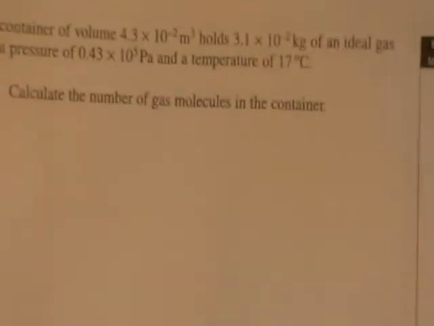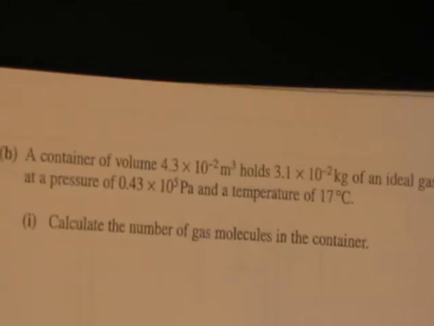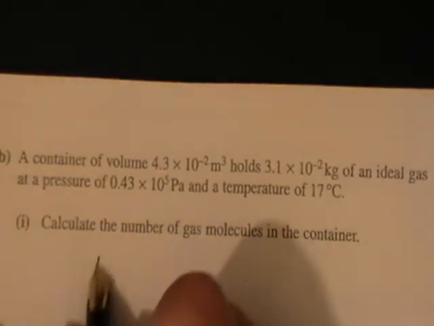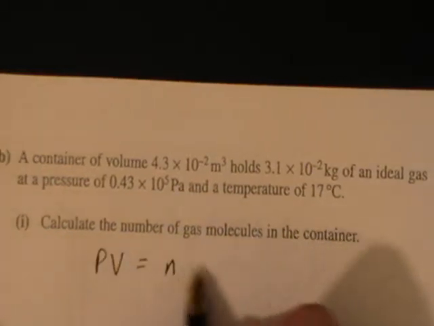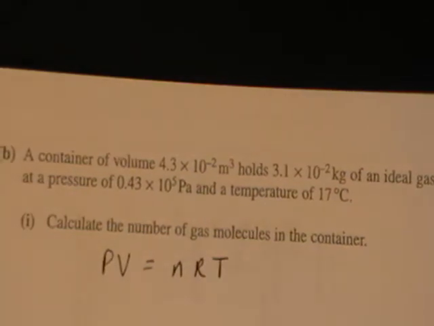Alright, we then come to a calculation where we have a container of volume 4.3 times 10 to the minus 2 that holds 3.1 times 10 to the minus 2 kilograms of an ideal gas at a pressure of 0.43 times 10 to the 5 and a temperature of 17. Right, so we're going to use PV equals nRT, and we're looking for the number of gas molecules in the container.